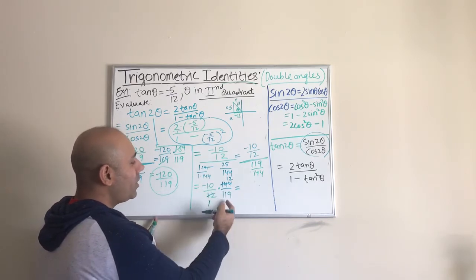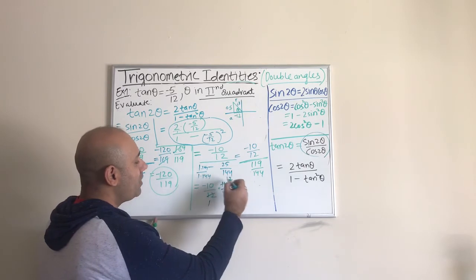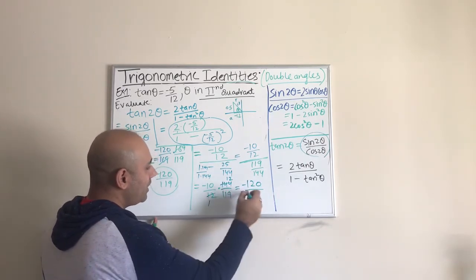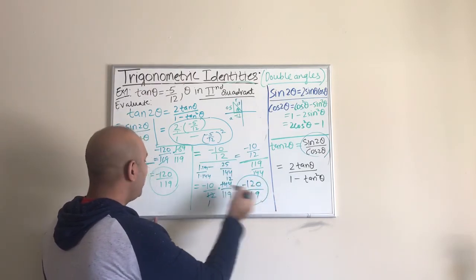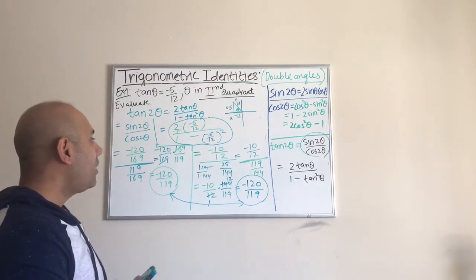119 and 10 do not go. 119 and 12 do not go. So we just simply do negative 10 times 12, which is negative 120. And 119 times 1 is 119. So we basically get the same thing, and we were supposed to get the same thing. So both of these things work.